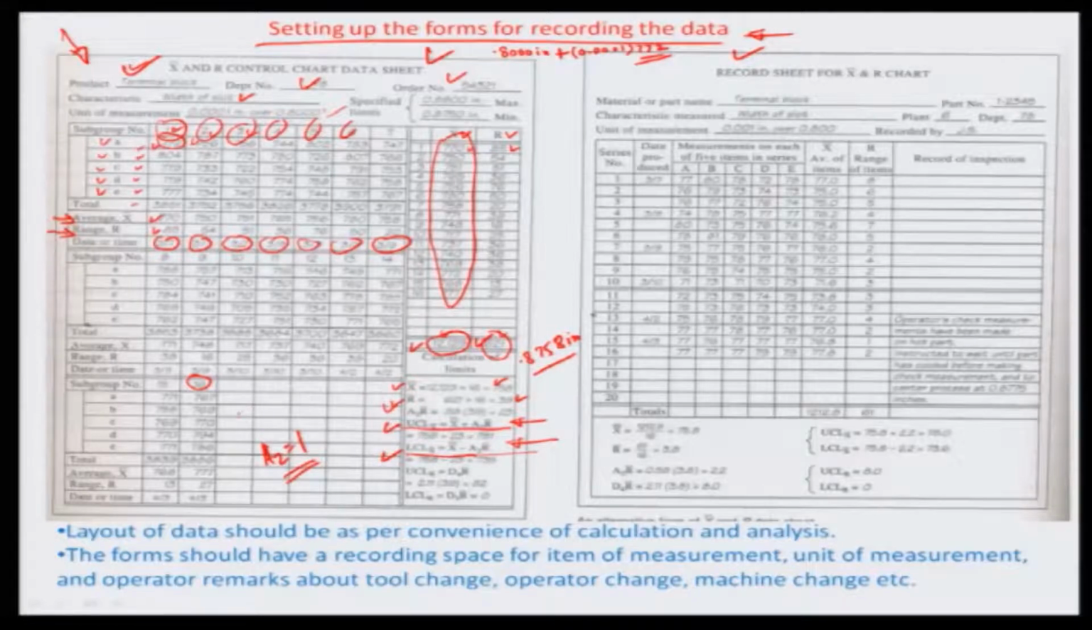So subgroup size 5, A2 is 1, and so the plotting happens as X double bar plus A2 R bar as the upper control limit UCLX, and X double bar minus A2 R bar as the lower control limit LCLX.